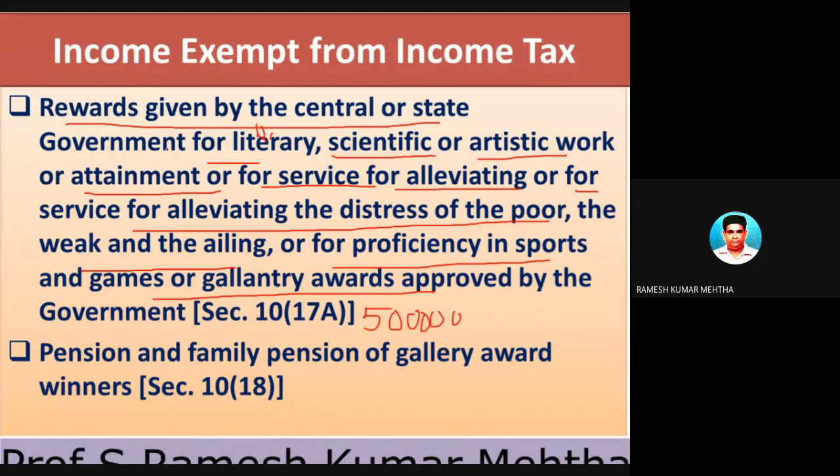X, who is the assessee. So, any reward by the central government or state government for literary works or scientific works or artistic works, or work which is taken up for alleviating or removing the distress of the poor, or for achieving some proficiency in sports and games, or gallantry awards, is fully exempted from tax under section 10 subsection 17A.